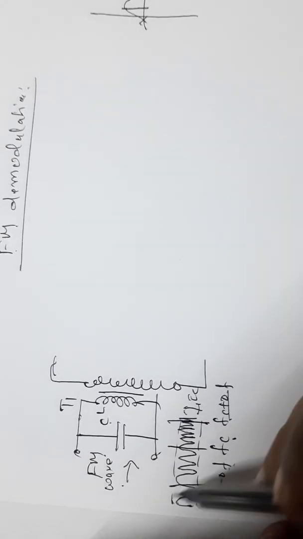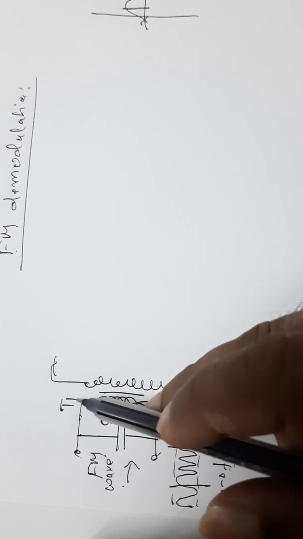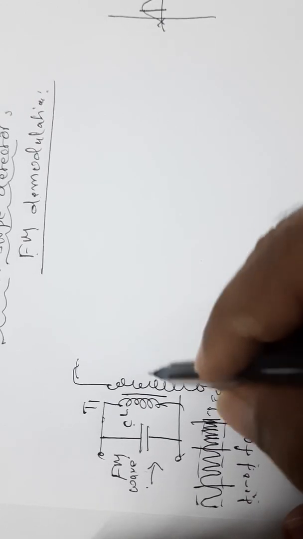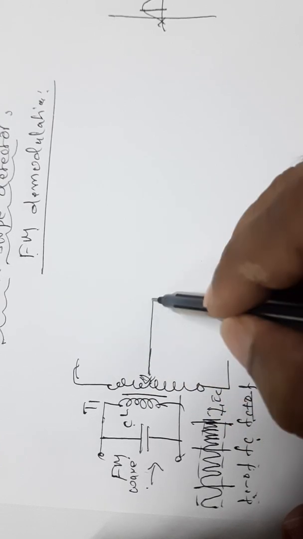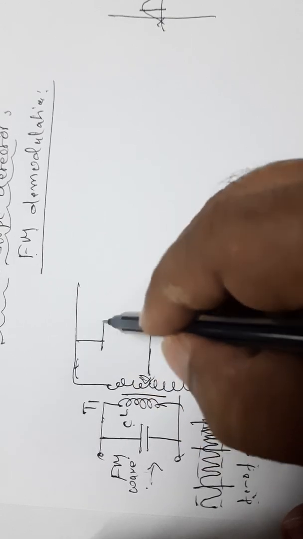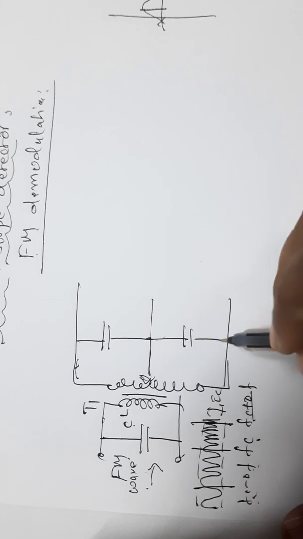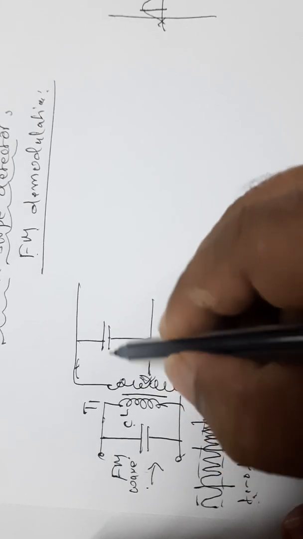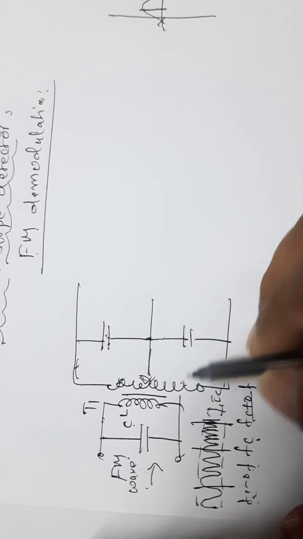So let the FM wave be applied through the primary of the transformer T1. Now the secondary of this transformer is exactly center tapped, such that the upper is a tank circuit. This is one tank circuit. This is another tank circuit. The parallel combination of L and C is called a tank circuit. This is the upper tank circuit. This is the lower tank circuit.